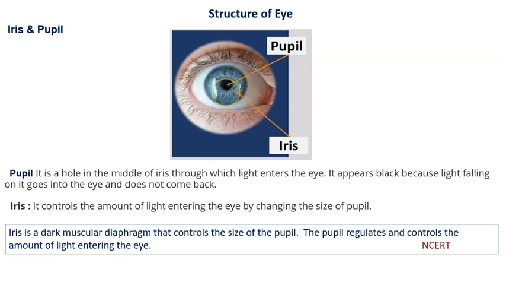So the iris also gives the color to the eye, and it controls the amount of light entering the eye by changing the size of the pupil. The pupil is a hole in the middle of the iris through which light enters the eye. It appears black because light falling on it goes into the eye and does not come back. You can think of it this way: black color absorbs all the radiation which falls on it. So the pupil's main work is to regulate and control the amount of light entering the eye.